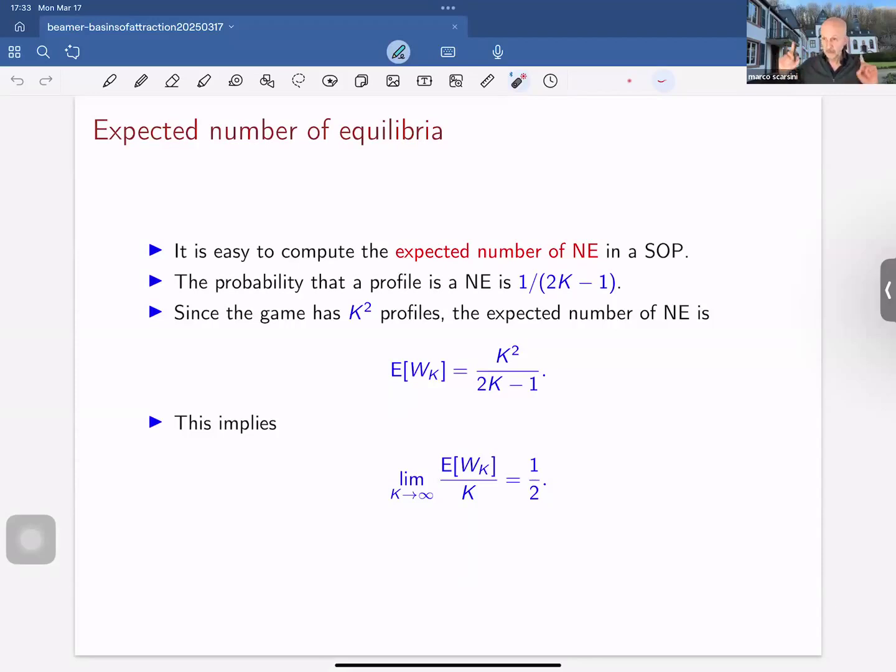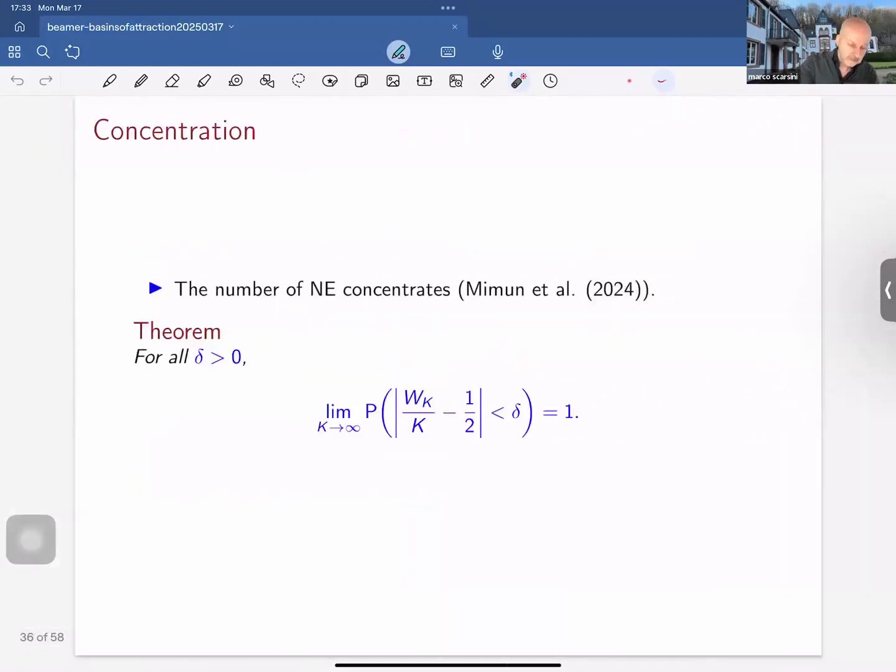But what's interesting is that there is a stronger result than this. This is not just in expectation, there is concentration. Namely, if you look at the number of Nash equilibria, W_K, over K, this concentrates on 1/2. This ratio of W_K over K converges in probability to 1/2. And that's very useful for what we want to do in the sequel. Is everything okay up to now?